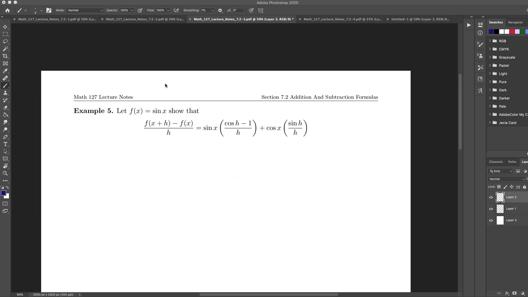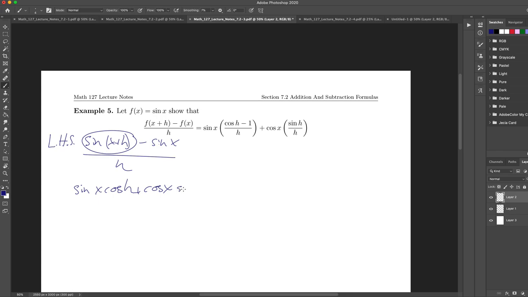look at that. Let's just start with the left-hand side, because the left-hand side is where all the action happens. So f of x would be sine of x plus h minus sine of x, all over h. Now we have x plus h, and we know how to split that up. So it'll be sine of x cosine h plus cosine x sine of h, minus sine of x, all over h.